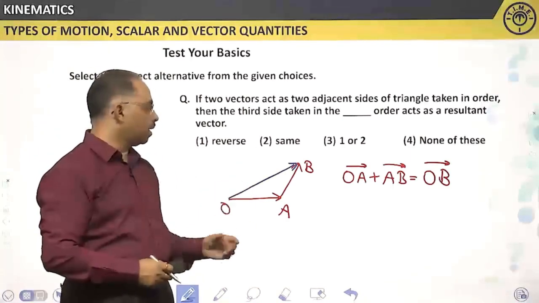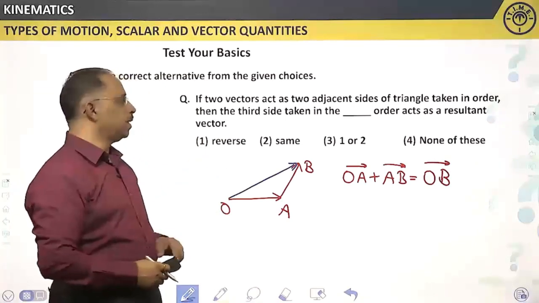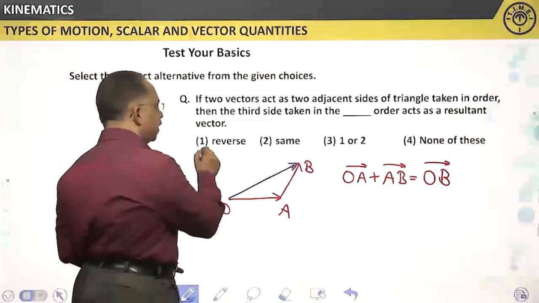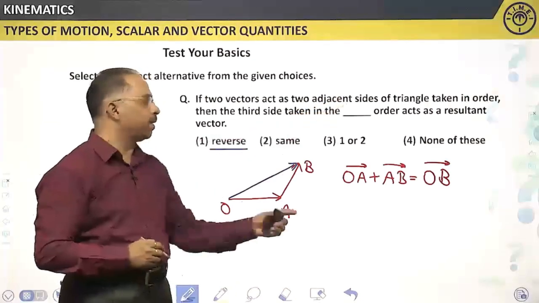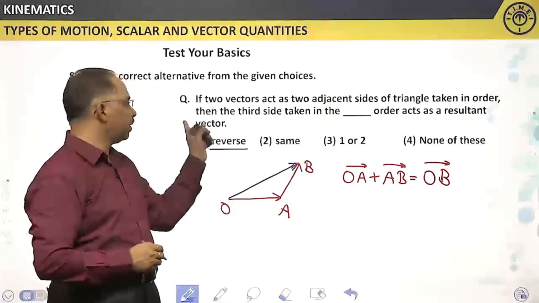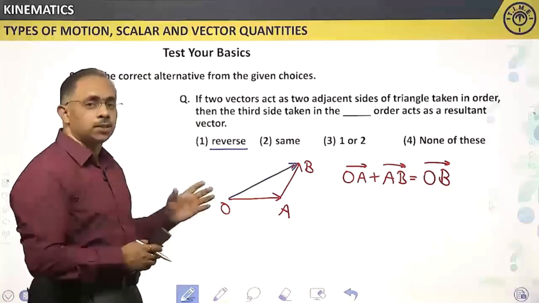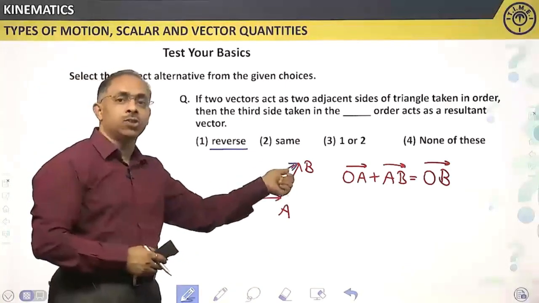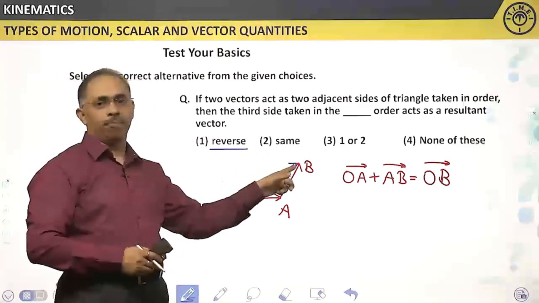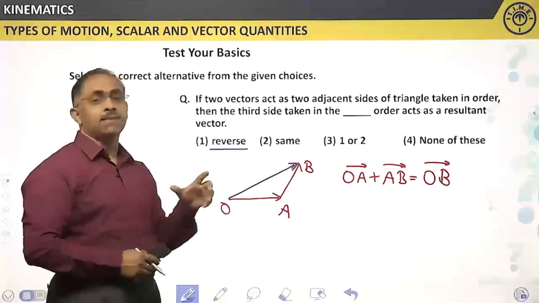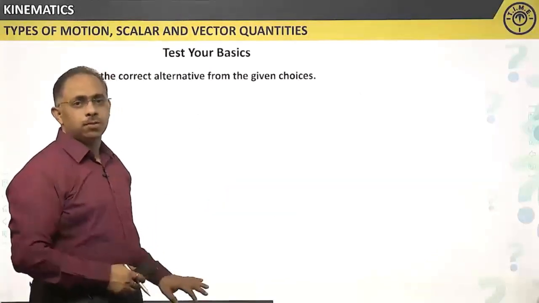If this is the case, this will suit which of the options? Clear, right? It is the reverse order. So, this is the answer. Two vectors acting as the adjacent sides of a triangle, these two are the adjacent sides of a triangle taken in order, then the third side is taken in the reverse order. If it is in the same order, I should say it as OA, AB, and I should say it as BO. But it is not BO, it is O to B. Clear? That is the reason it is called the reverse order. So, this is the answer for this. Let us move on to the next question.